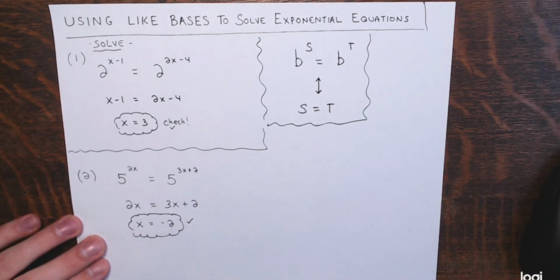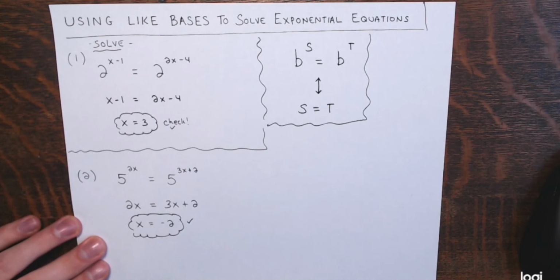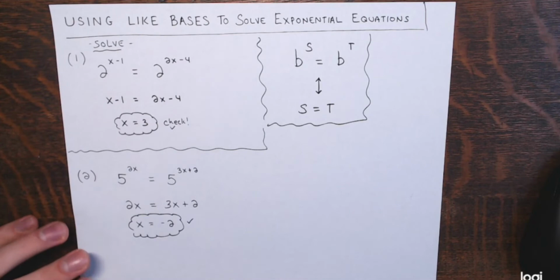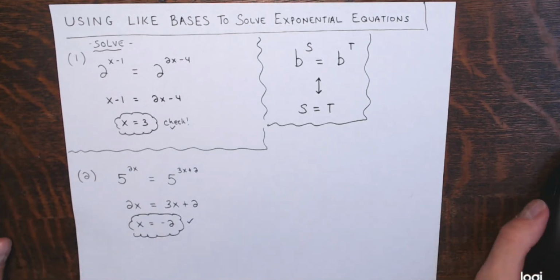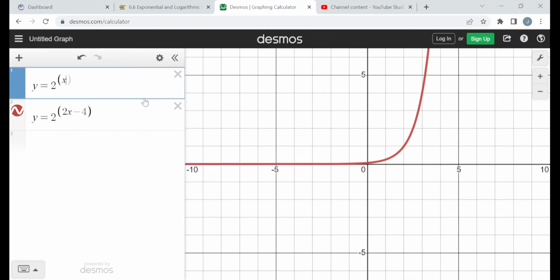And check it, if you were to replace x with negative 2, you'd have 5 to the negative 4 on the left, 5 to the negative 4 on the right. And once again, and this will be the last time I show you this one, if you go to graph both expressions, the left side and the right side, you can see where they meet, and the x value of where they meet will be the solution of the equation.